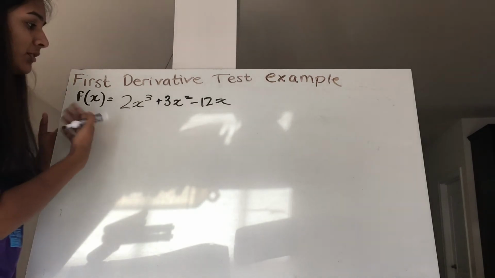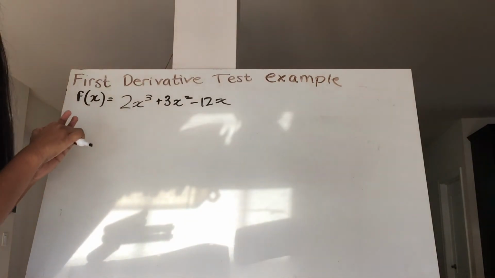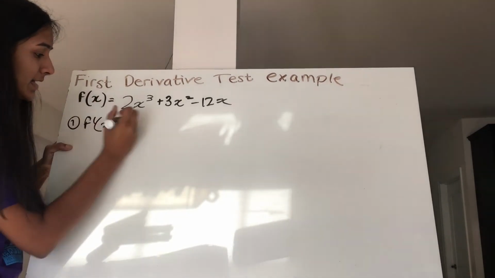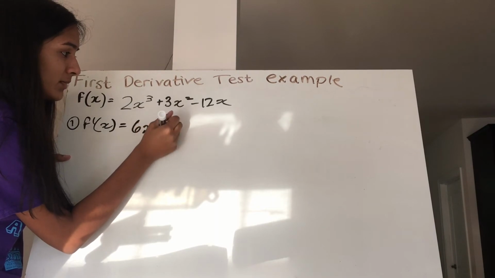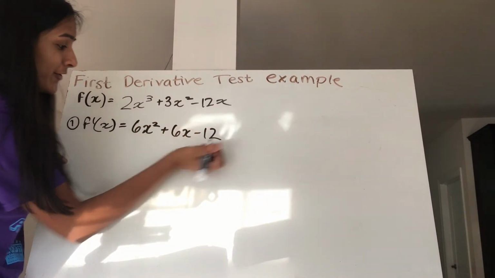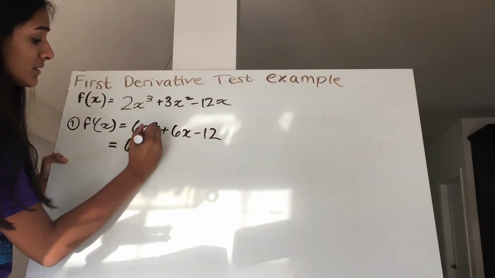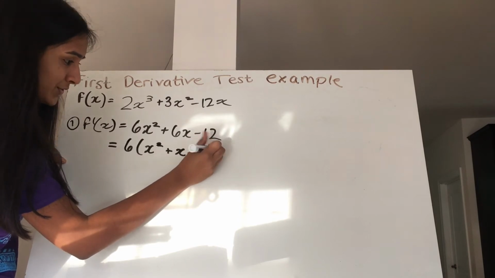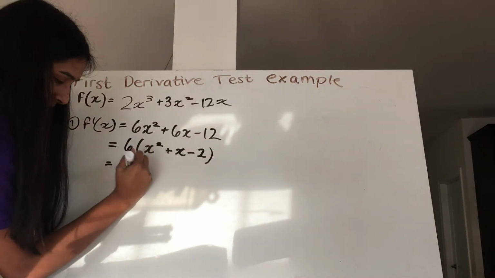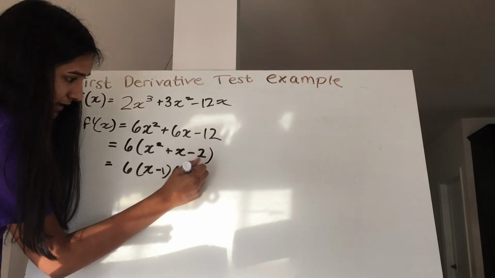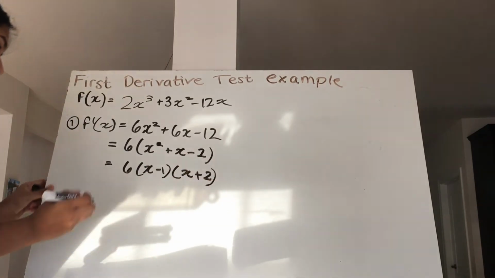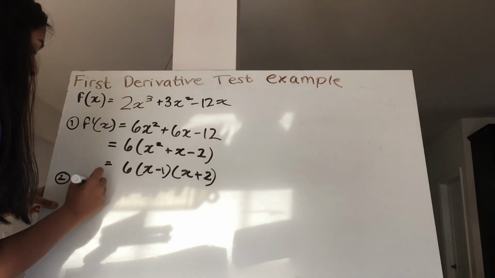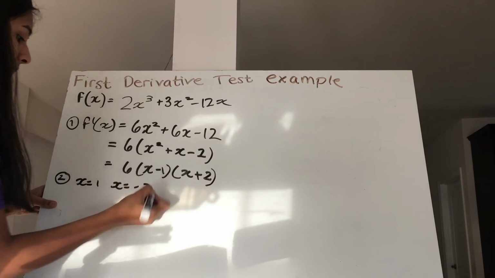So our final example is f of x equals 2x cubed plus 3x squared minus 12x. So for our first step is finding the derivative. So that equals 6x squared plus 6x minus 12. We can factor the 6 out, so we get 6 times x squared plus x minus 2. And this factors out to 6 times (x minus 1)(x plus 2). So next step, identifying our critical numbers. That would be x equals 1 and x equals negative 2.